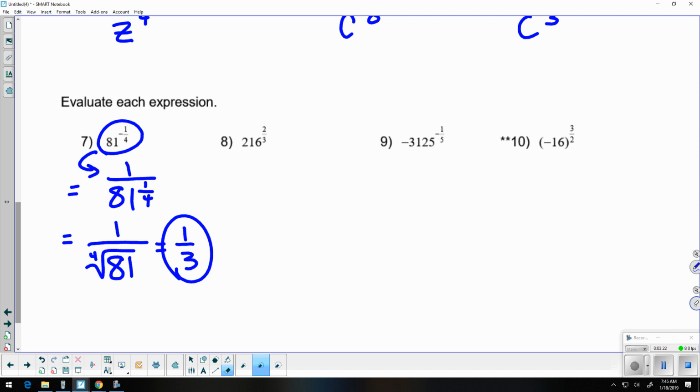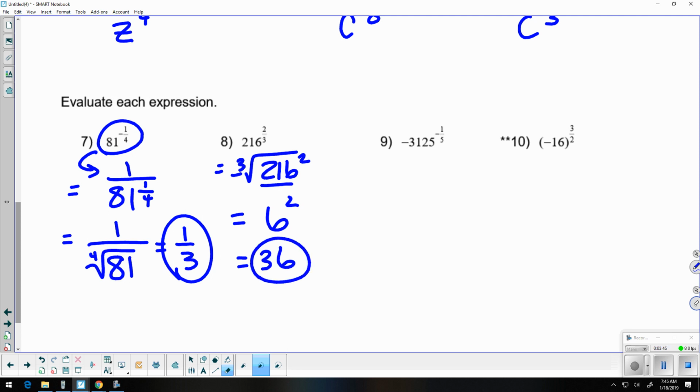Next one, so 216 to the 2/3 power. Again, what this means, what you're doing is you're taking the cubic root of 216 squared. So one of two ways to do this. I think the easiest way is apply the root first. So take the cubic root of 216, because that's just 6, and now I just want to square that number. So 6 squared comes out to be 36.